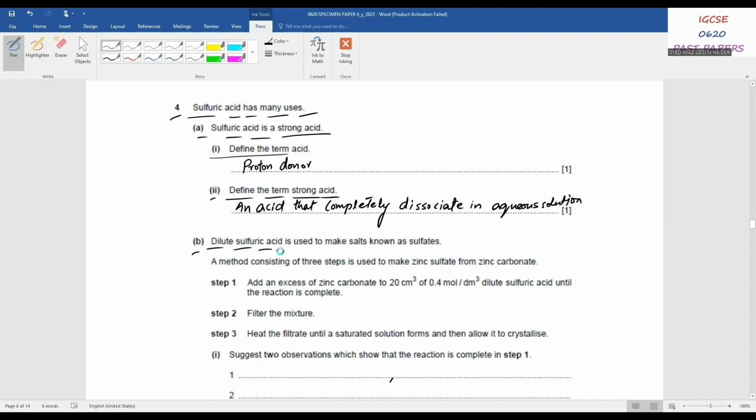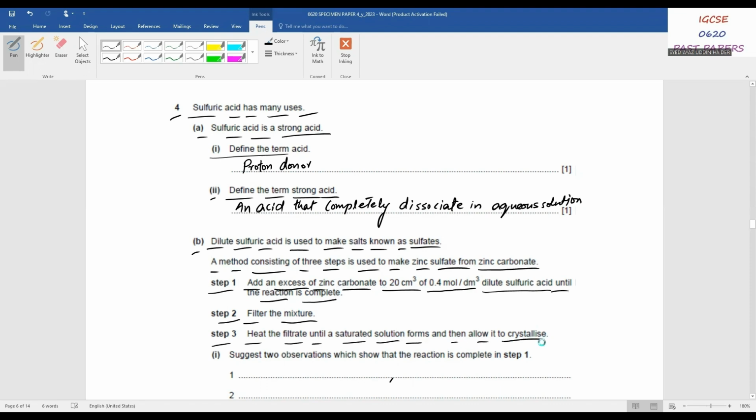B. Dilute sulfuric acid is used to make salts known as sulfates. A method consisting of 3 steps is used to make zinc sulfate from zinc carbonate. Step 1. Add an excess of zinc carbonate to 20 cm³ of 0.4 mole per dm³ dilute sulfuric acid until the reaction is complete. Step 2. Filter the mixture. Step 3. Heat the filtrate until a saturated solution forms and then allow it to crystallize.